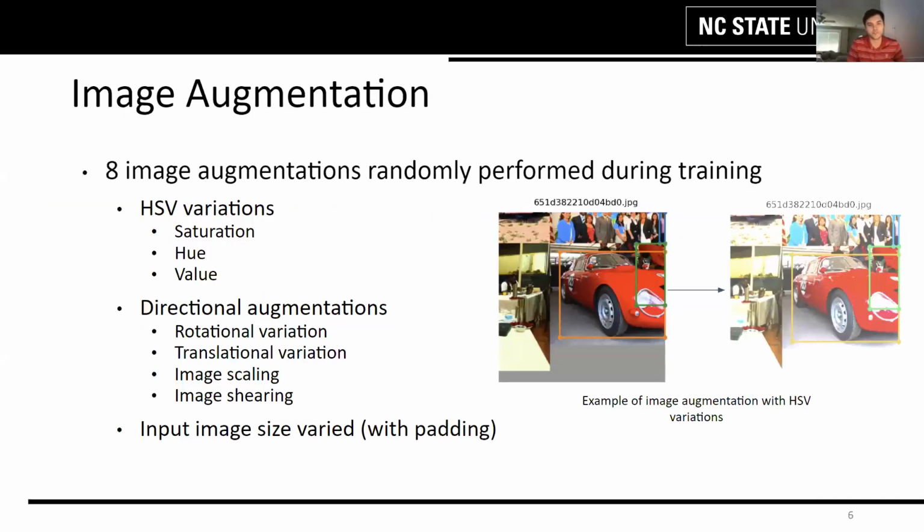Cool. So in order to train a high-performance object detector such as the YOLO framework, a lot of different image augmentations must be applied during training. We had 8 parameters in terms of image augmentation going into the network. We have an example here in OpenCV showing some of the HSV variations, including the saturation, hue, and intensity value before and after processing. We also have directional augmentations: rotation, translation, scaling, and shearing, as well as the input image size being varied with padding.